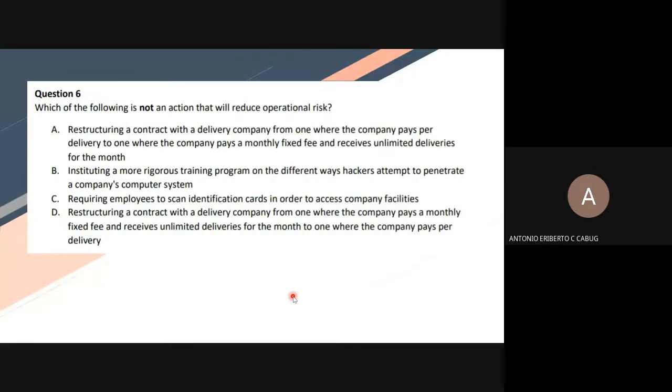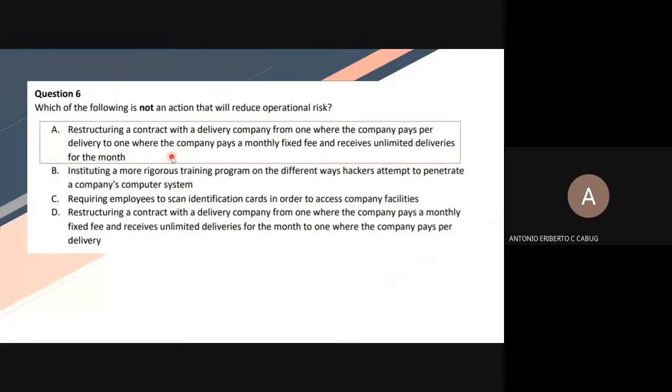Not an action that will reduce operational risk. We are looking for that item. Okay. Letter A, restructuring a contract with a delivery company, from one where the company pays per delivery, to one where the company pays a monthly fixed fee, receives unlimited deliveries for a month. Nako. Letter A, tataas yung operational leverage mo dito.